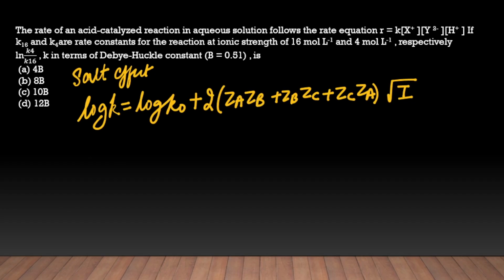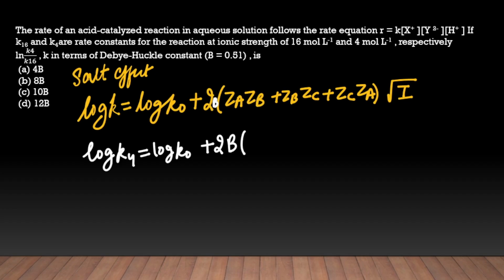When the ionic strength is 4 moles per liter, we can write the expression as log K4 equals log K naught plus 2A times, instead of A, the Debye-Huckel constant they have used is B. So that we can write it like this. Here I missed it, that you have to add it.